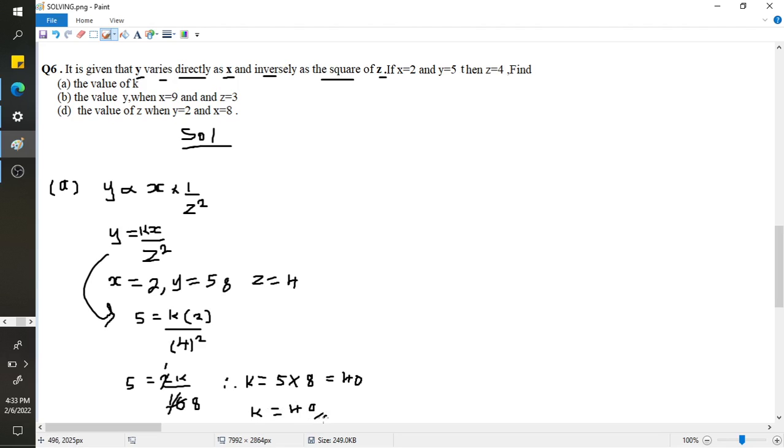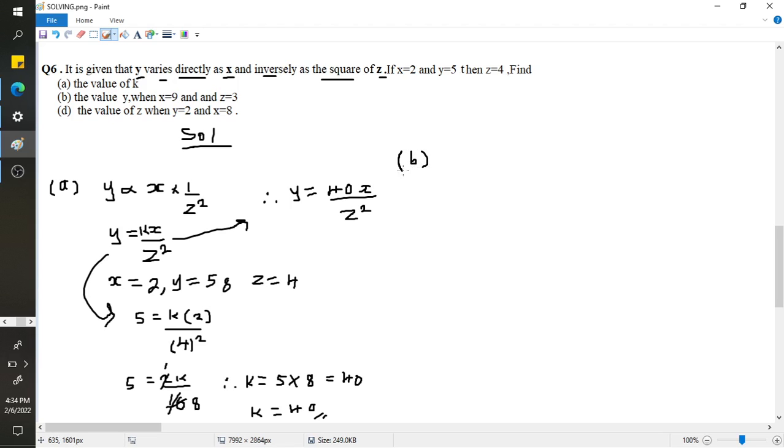Okay, that's the value of k we have solved. Hence the general formula we are going to use for the rest of the questions will be y is equal to, remember k is 40, so we are substituting in the formula. That's this one. y is equal to 40x divided by z squared. So having done that, we can now calculate question B.